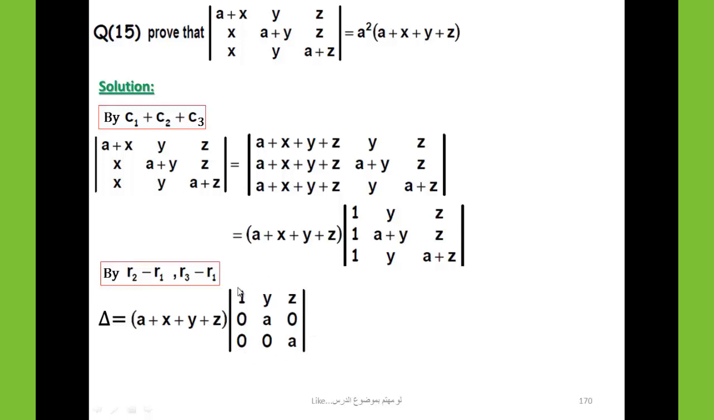Now, what is the value of this? Its value is the product of its main diagonal: 1 multiplied by a multiplied by a equals a square, multiplied by (a plus x plus y plus z), and this is the required.